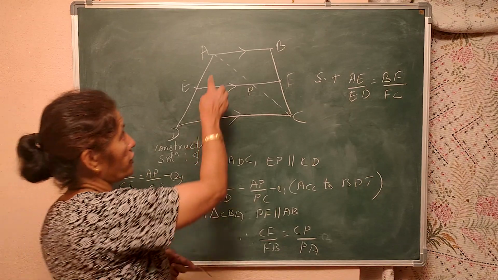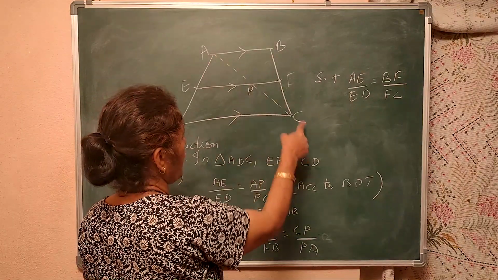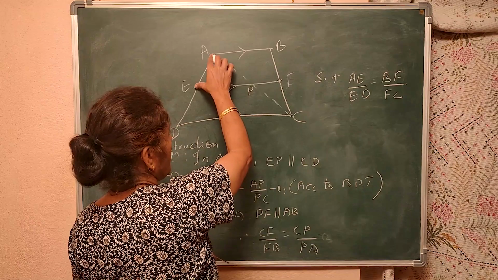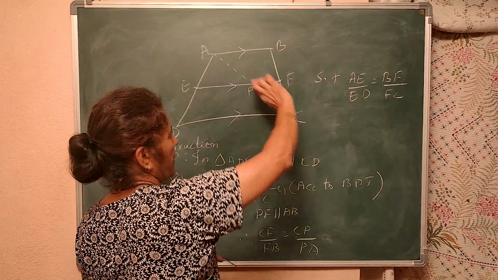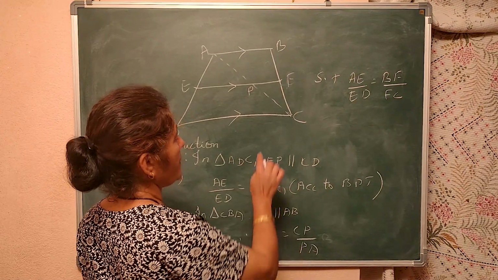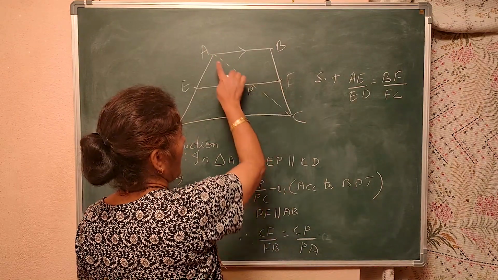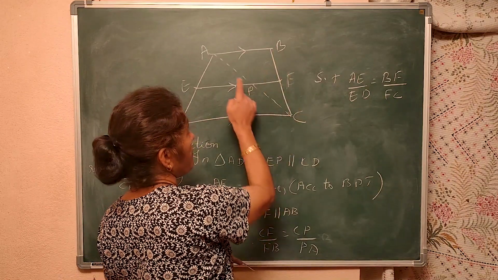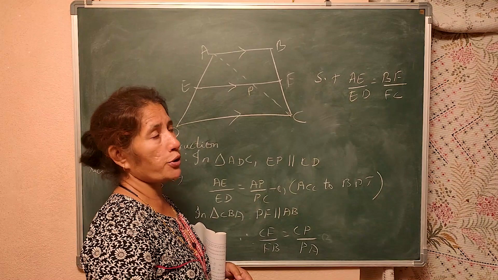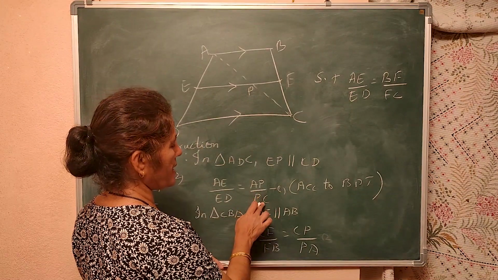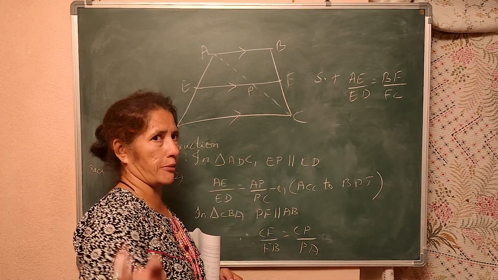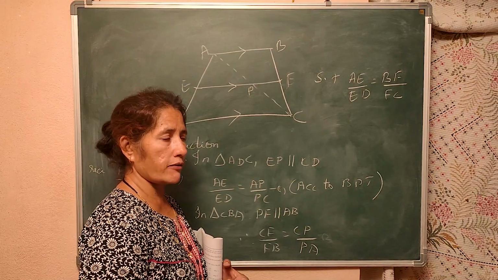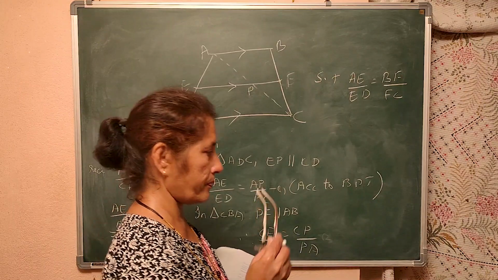Only one construction you have to remember: join this. When you join, EP will be parallel to CD. Then start from the vertex: AE by ED is equal to AP by PC. Again, this is a triangle. PF is parallel to AB. So start from the vertex: CF by FP is equal to CP by PA. Then you can compare 1 and 2. CP is down here, up there. So take the reciprocal. Then you will get the answer. Is it clear? Let me work out another example sum.